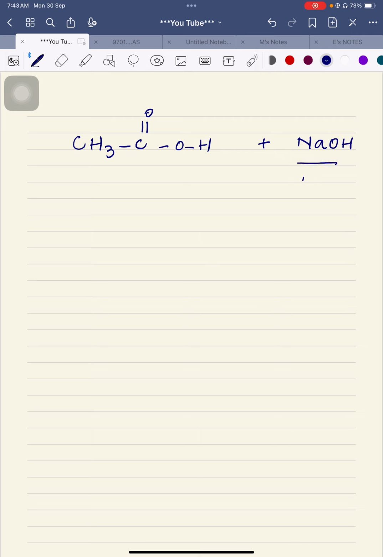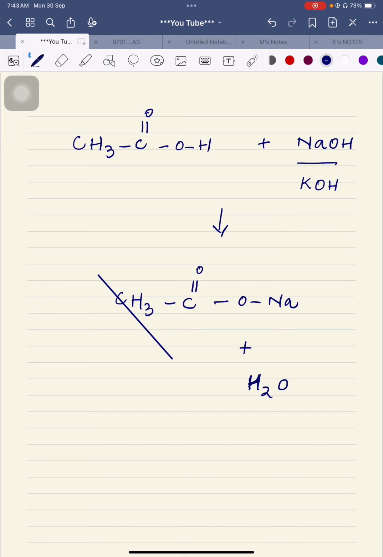We may take KOH this time because the last reaction I solved with Na. Right now I can say it is going to give you the same type of product, CH3C double bond OONa. Along with this, the other product which will be formed is H2O. So this is the product with Na, and I'm going to write the same product with potassium, K, now. So it will be this and this, and this is K.